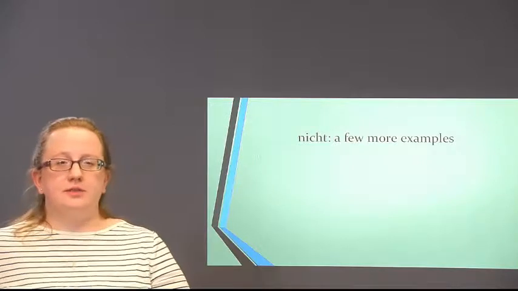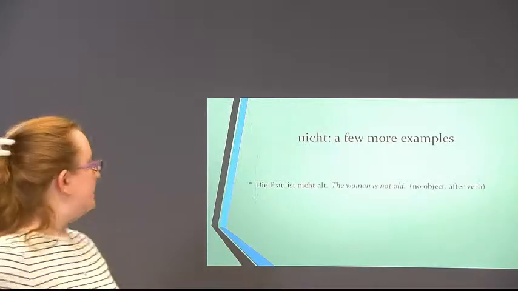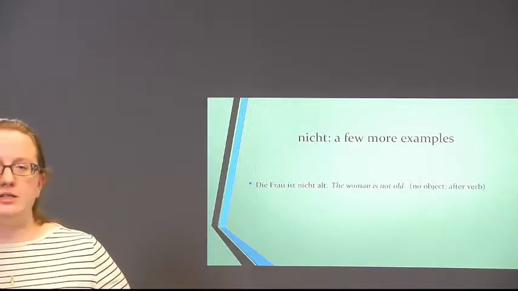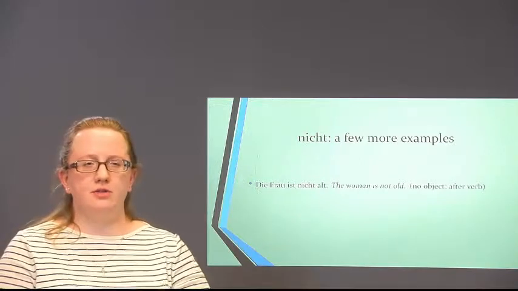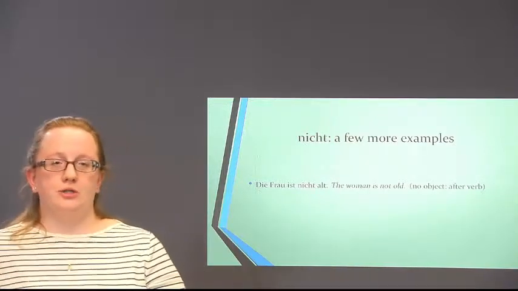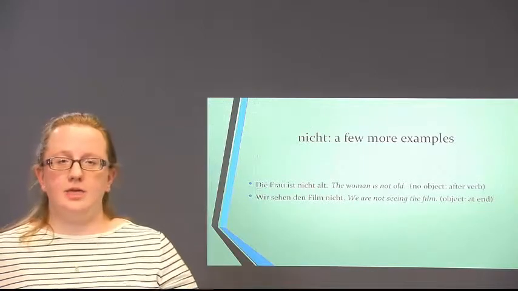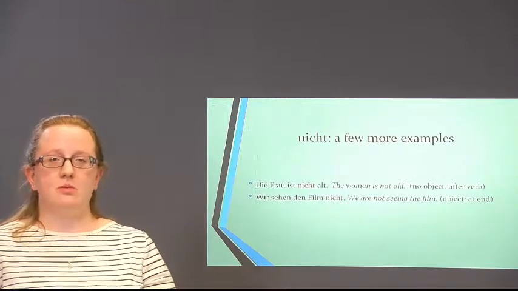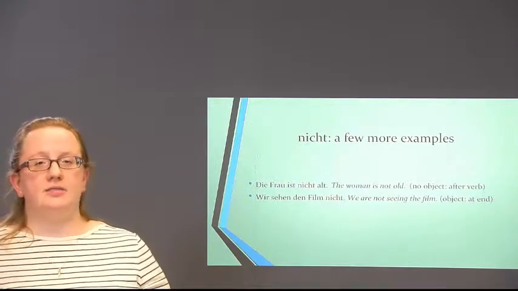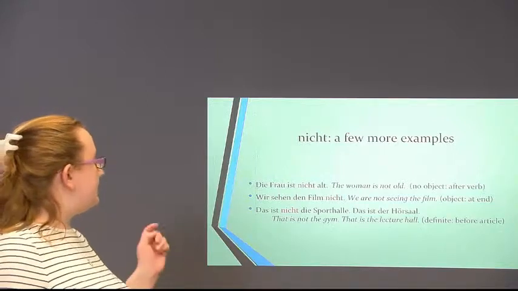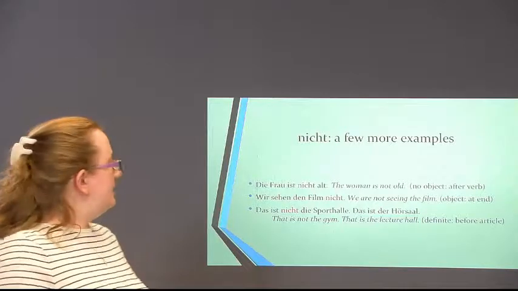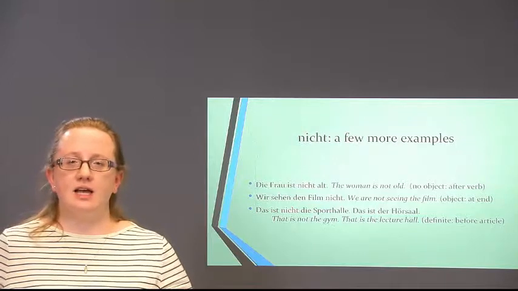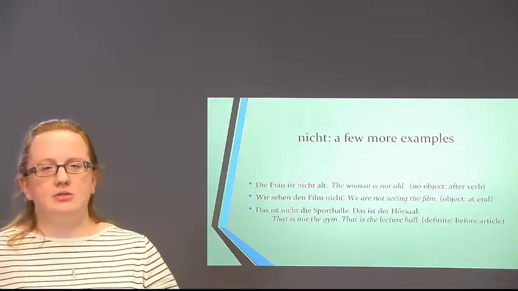Here's a few more examples of nicht and where to place the negation. Die Frau ist nicht alt. The woman is not old. Here we have no object, so we're placing nicht directly after the verb, but before the descriptor old. Wir sehen den Film nicht. We are not seeing the film. Here we have a direct object, the movie, so we're placing nicht at the very end of the sentence. And one more, das ist nicht die Sporthalle, das ist der Hörsaal, that is not the gym, that is the lecture hall. Here we have a definite object, and we're placing nicht right before the article.